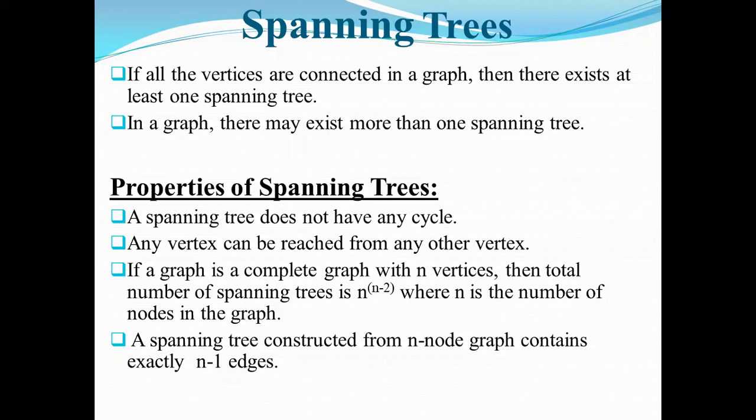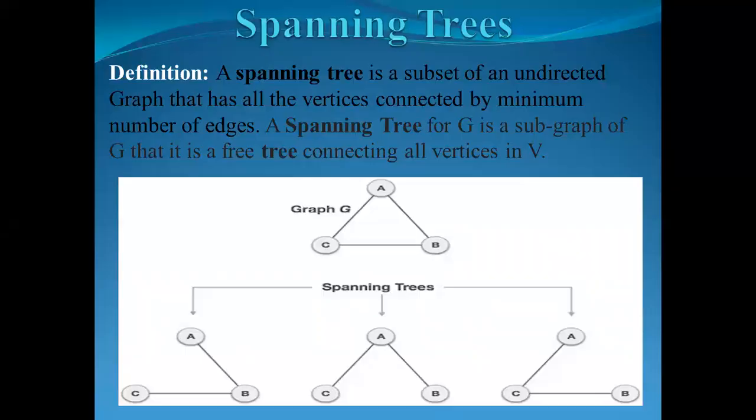For a complete graph, you can consider any number of vertices. Suppose the number of vertices is n. Then the total number of spanning trees possible is n power n minus 2, where n is the number of vertices. If you go back to this graph, how many vertices are there? 3 vertices. So 3 power 3 minus 2.